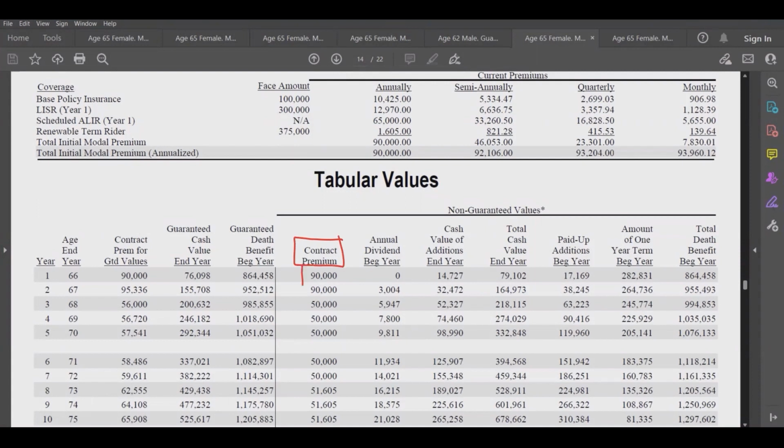90,000, years 1 and 2. Then what do we have? 50,000 through the 7th year. And then what starts to happen? It goes up a little bit. Why does that happen? Look at this.